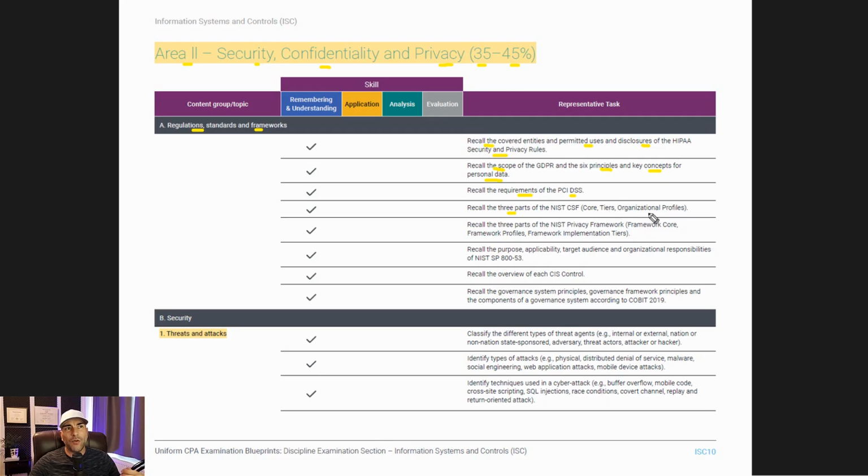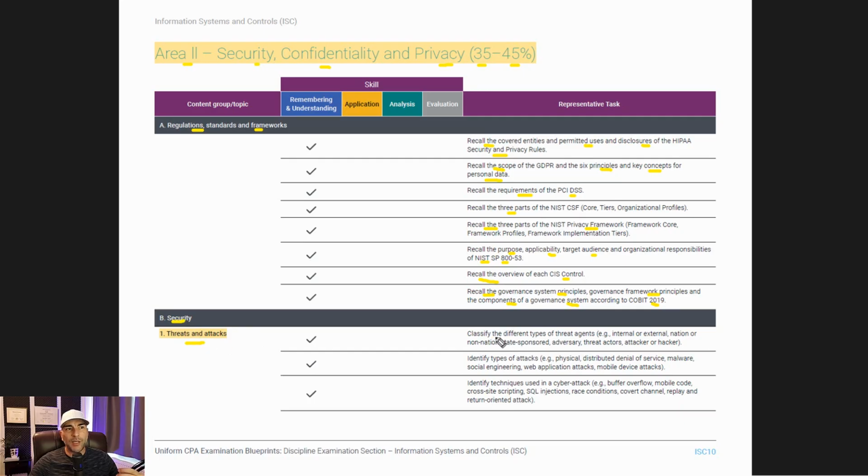4 tiers, organizational profiles. You're going to need to be able to recall the 3 parts of the NIST privacy framework, recall the purposes, applicability, target audience, and organizational responsibilities of NIST SP 800, and recall the overview of each CIS control, as well as recall the governance system principles, governance framework principles, and components of the governance system according to COBIT 2019.